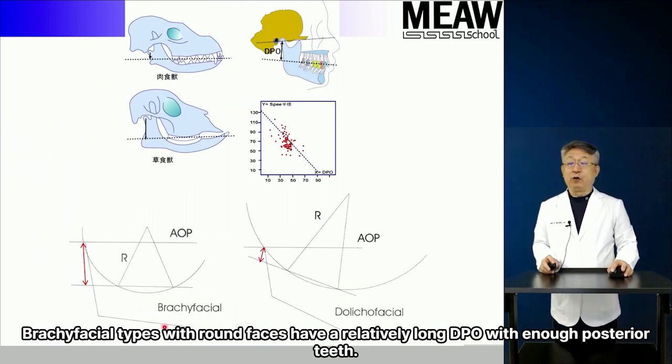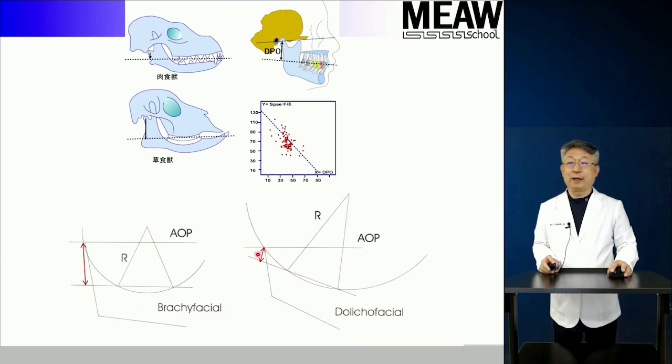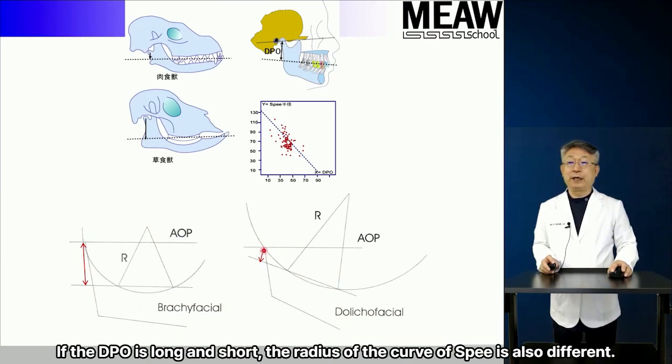Brachyfacial types with round faces have a relatively long DPO with enough posterior teeth. However, dolichofacial types with long faces have a relatively short DPO as a high-angle type. If the DPO is long or short, the radius of the curve of Spee is also different.